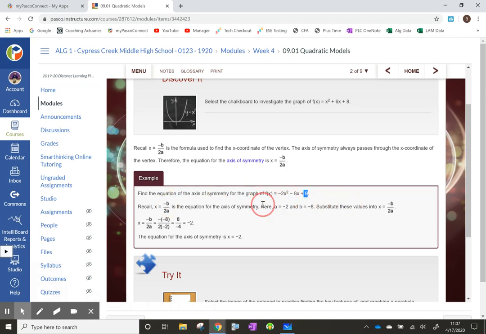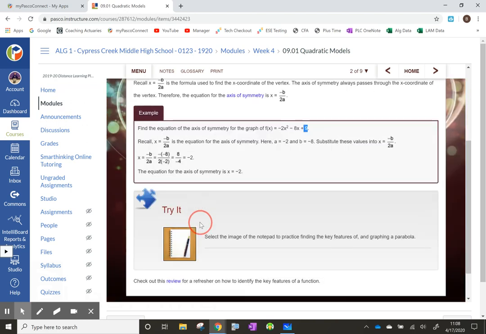But you still plug it in. You can see all the work done right here, but you have to pay attention to negative b and b already being negative. So there's kind of 2 negatives: the negative from the formula, and the negative that's part of the b value. So you'll see they've got that double negative action going on, which turns into positive 8. On the bottom, 2 times negative 2, because the a value was negative 2, becomes negative 4, and they simplify this into the axis of symmetry being at negative 2 for that example.